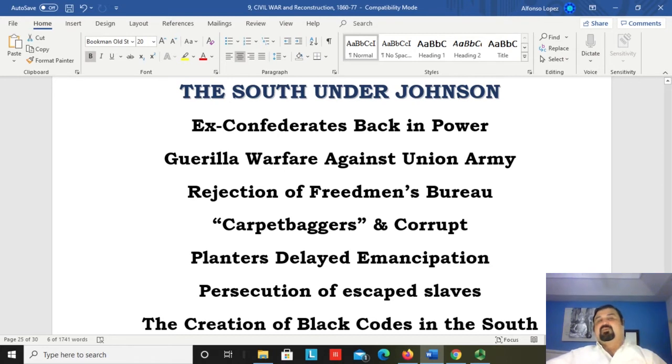So with that, what we're going to see is that because the ex-Confederates are back in power, the Union Army was now facing a new challenge. Because even though they had defeated the Confederate Army, this Confederate Army went underground. And now, because the Confederates are back in office, it was made possible for that underground ex-Confederate army to be conducting what is called guerrilla warfare.